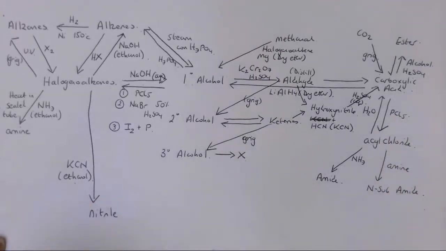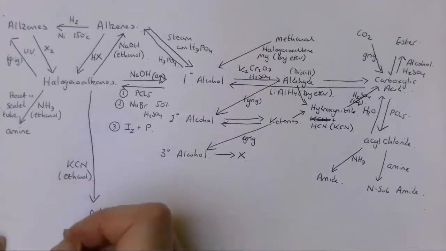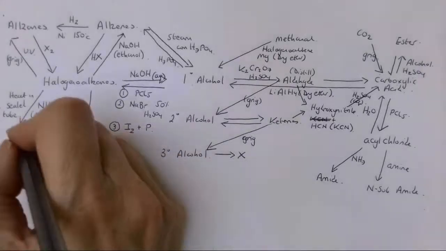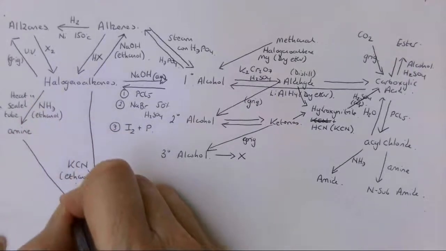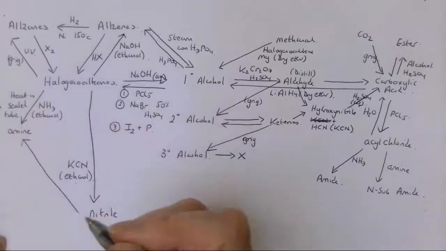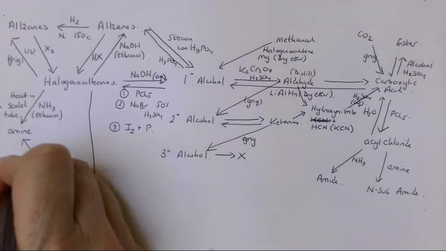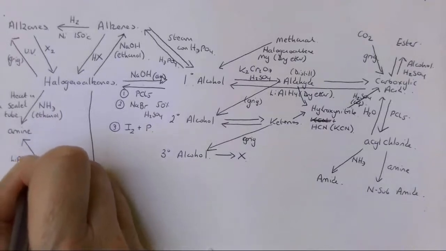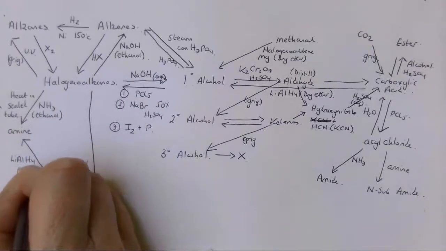Okay. A couple more that you possibly haven't come across yet, but I'm just going to add them in to complete it a little bit. Nitrile and amine. A nitrile can be turned into an amine using lithium aluminium hydride, LiAlH4, and dry ether.